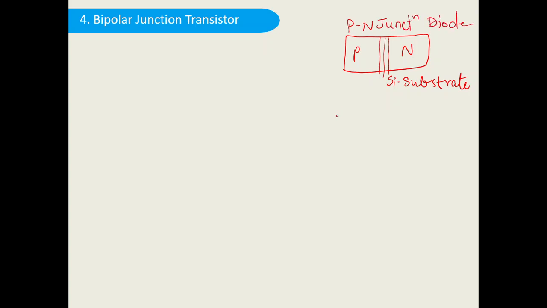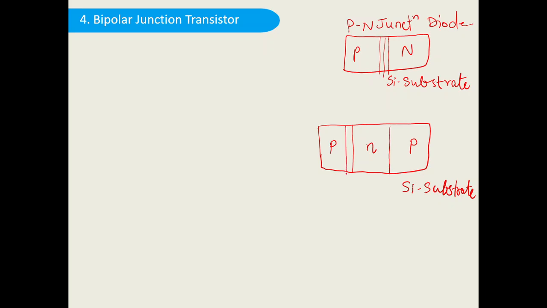But what do we get if I consider the silicon substrate again, the same thing. To this side, if I dope with P type impurity, and also to this side I dope with P type impurity, and in the middle, in between these P types, if I dope N type impurity, then I am going to get two junctions like this. This will be called a PNP transistor.